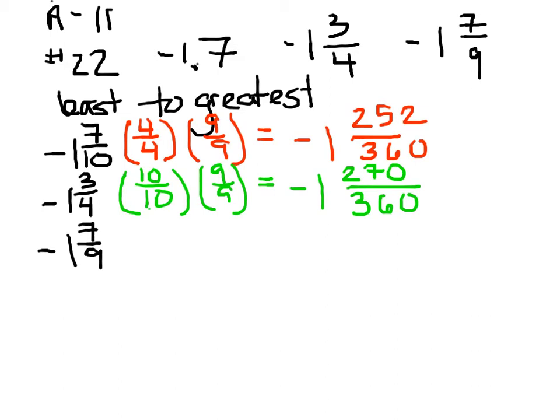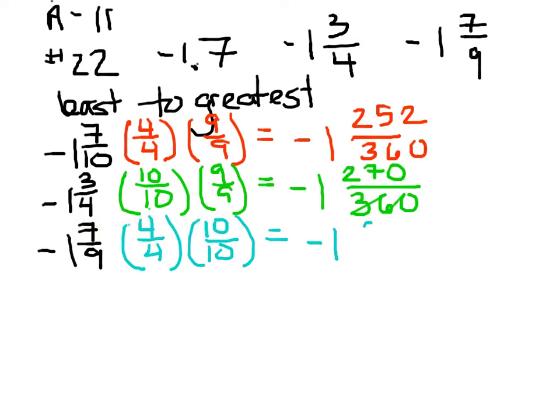And now I do the last one, and I grab yet another color. And I'm going to multiply this one by 4/4 and by 10/10. And now I have, once again, my 9, my 4, and my 10 in my denominator. So that's going to give me a -1, and 7 times 4, that's 28. 28 times 10 gives me 280 over, and then in my denominator I have my 9, my 4, and my 10 again, so that gives me 360. And now I have to think about how those line up on the number line.